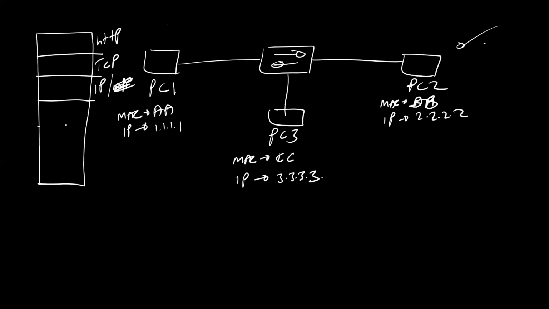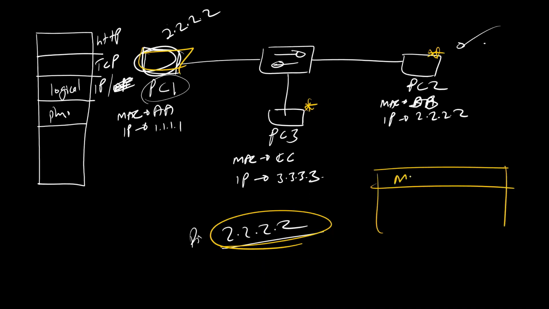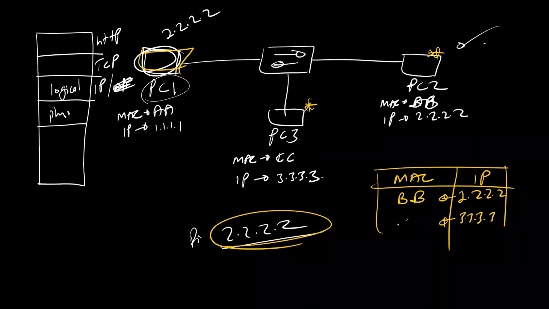Now, IP is logical, so it will need the physical address. So this PC knows that I need to talk to 2.2.2.2. How does it know? Because you typed ping 2.2.2.2. So it knows I need to send a packet to the 2.2.2.2 PC. However, this PC1 needs to know who on all this network, who of this guy and this guy, has this IP address. So this PC1 needs to map MAC addresses to IP addresses, needs to know that when I need to talk to 2.2.2.2, at physical, the physical address is BB. And when I need to talk to 3.3.3.3, the physical address is CC.